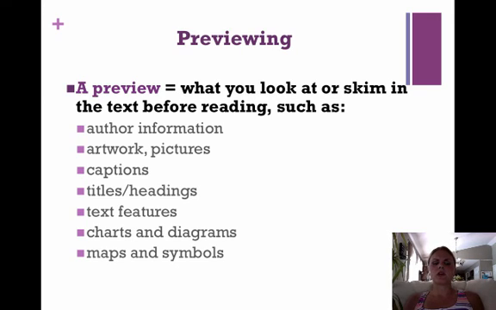Make sure that you look at the different text features, whether or not there are bolded words, italicized words, or quotes or pieces of information that are pulled out and emphasized on the side. If so, you want to go ahead and preview those. And then look at the charts and diagrams. Again, like pictures, they're there because they relate to the text. And then look at the maps and symbols in the same way.